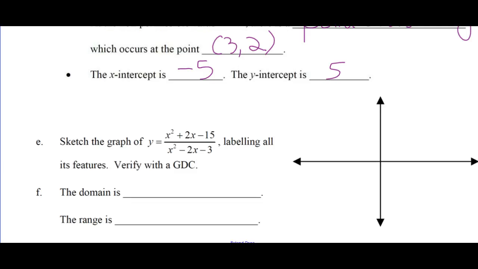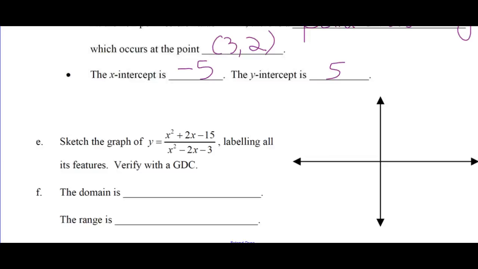Sketch the graph, labeling all its features, and verify. So now we should be able to draw a pretty accurate graph of this based on all the characteristics that we've developed, right? So sketch in your vertical asymptote, your horizontal asymptote. Sketch in your asymptotes first. Put down your point of discontinuity. Draw a little open circle there. Get your intercepts.